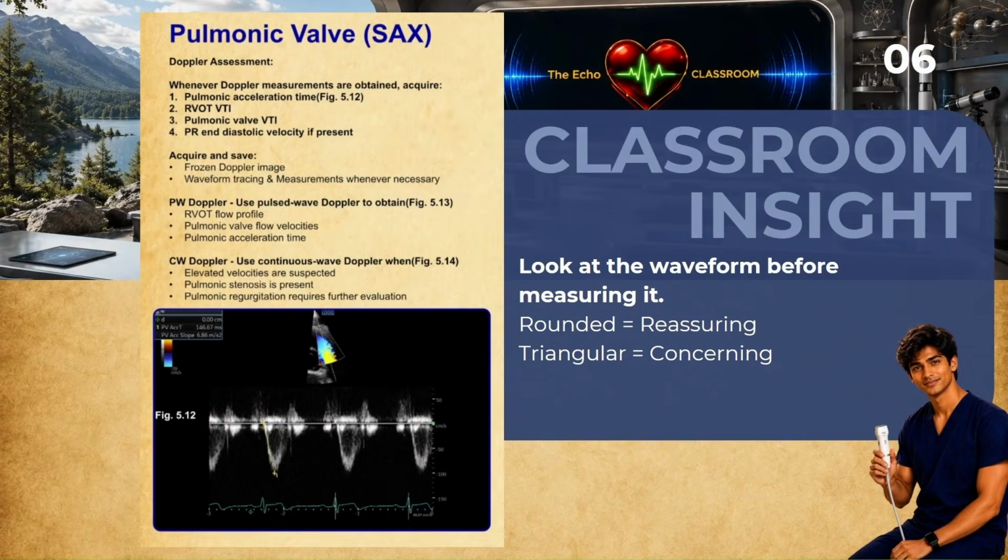Classroom insight. One of the hallmarks of an experienced sonographer is pattern recognition. Before measuring anything, simply look at the waveform. A broad, rounded waveform is generally reassuring. A sharply peaked triangular waveform should immediately attract your attention. Many times, your eyes recognize the abnormality before your calipers confirm it.